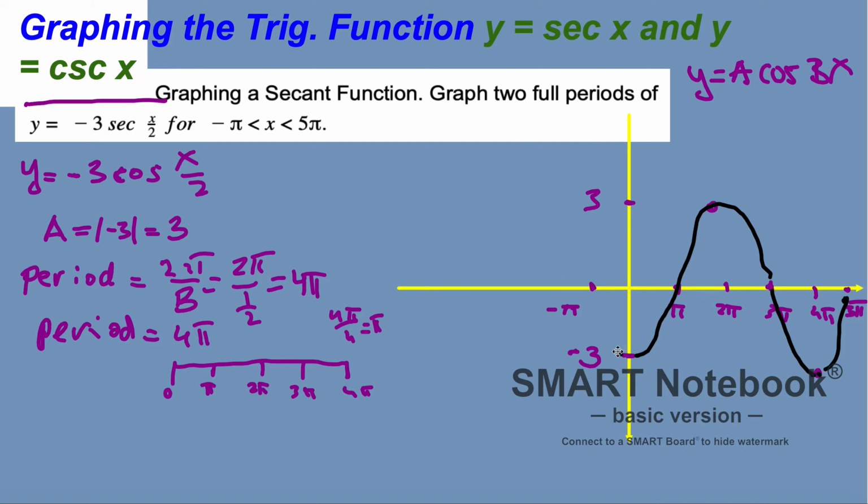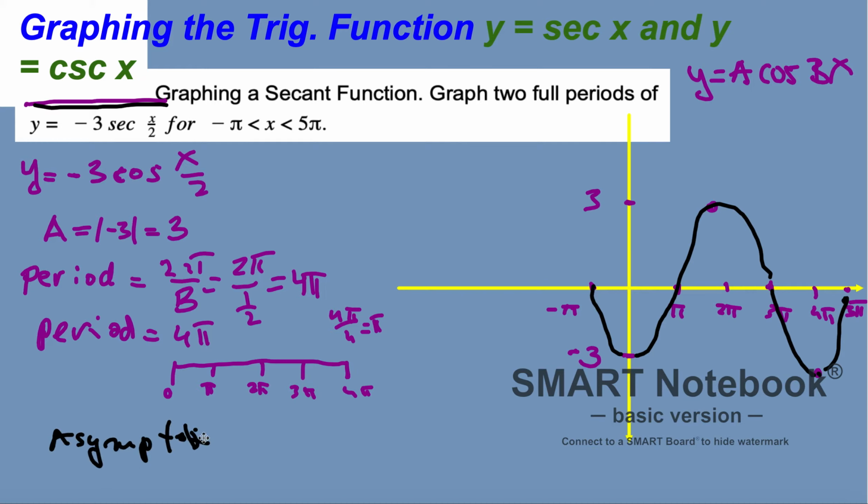And of course, this function has to go something like this, and it can continue forever, because we already know the cosine function is a periodic function. It goes from minus infinity to infinity, but we want to find here two full periods of this secant, so do not forget. And the secant has asymptotes.